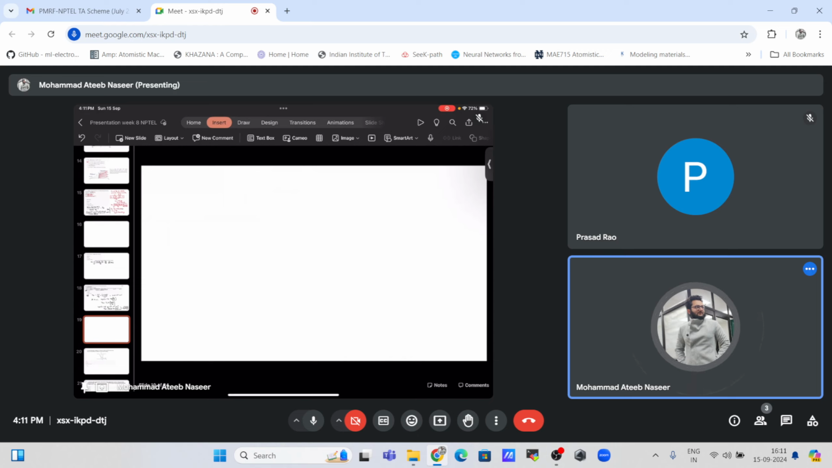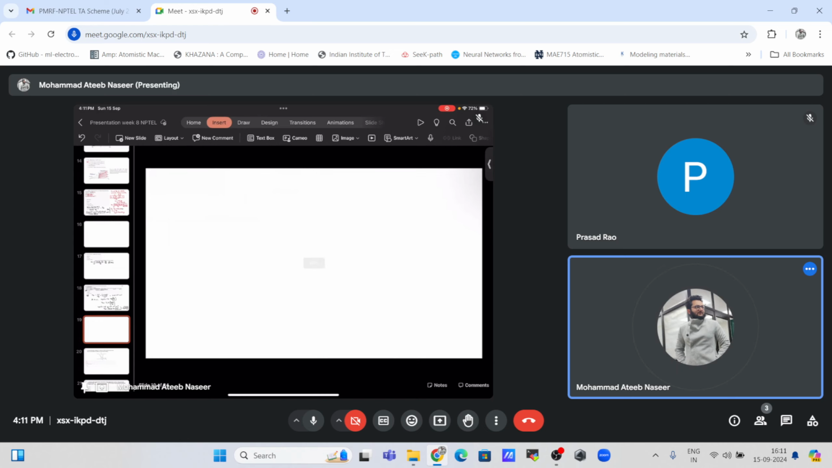Okay, so this MOSCAP, let me write it like this, MOSCAP, it is a two terminal structure. Let me draw a box to get some physical insights about this thing.